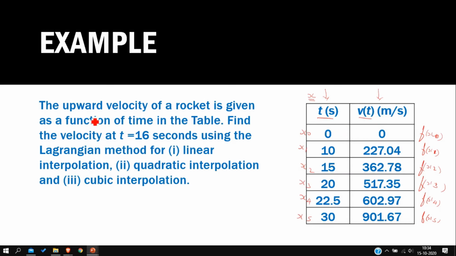Now the upward velocity of a rocket is given as a function of time in the table. What we have to find is the velocity at time t equal to 16 seconds using the Lagrangian method for linear interpolation, quadratic interpolation, and cubic interpolation. If we look into this particular table, the value 16 comes somewhere here. Somewhere here 16 appears. It is between 15 and 20.